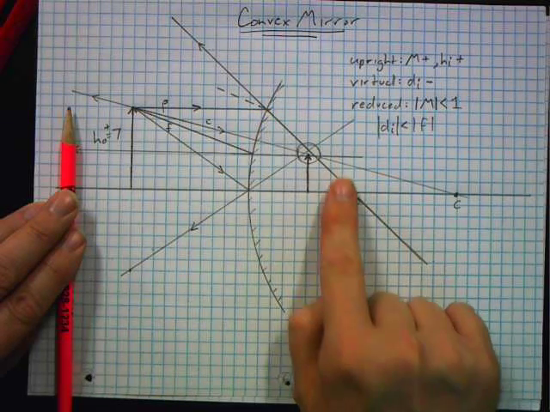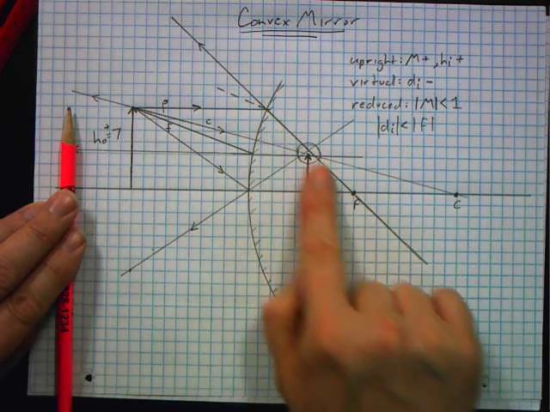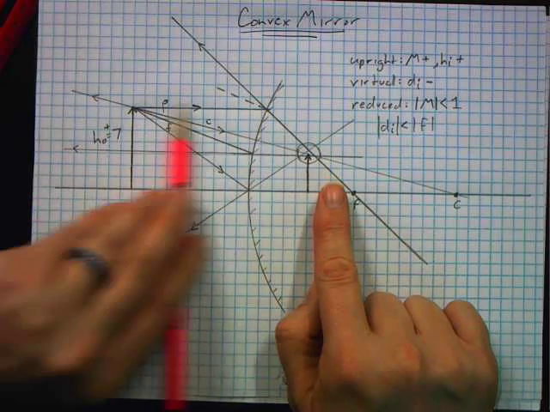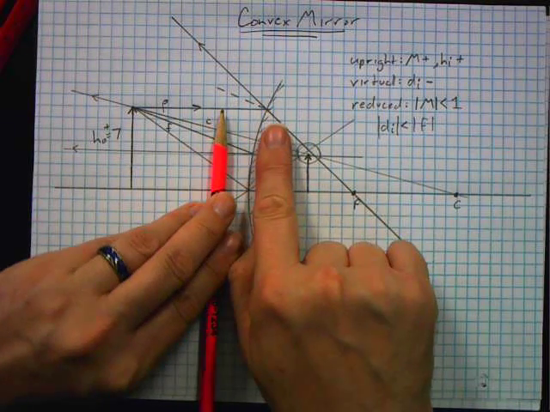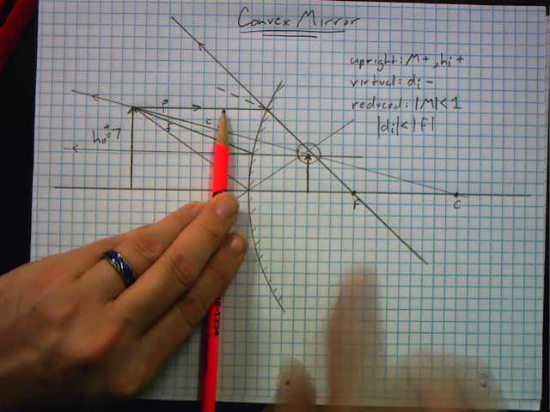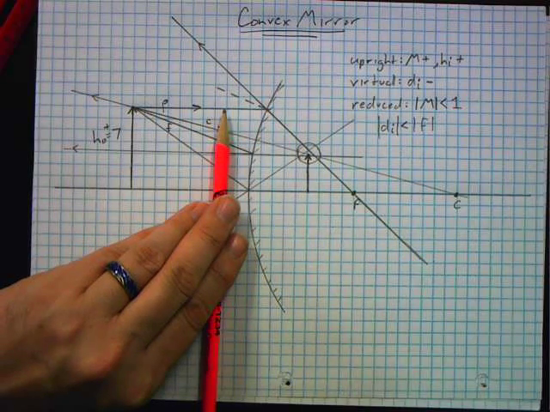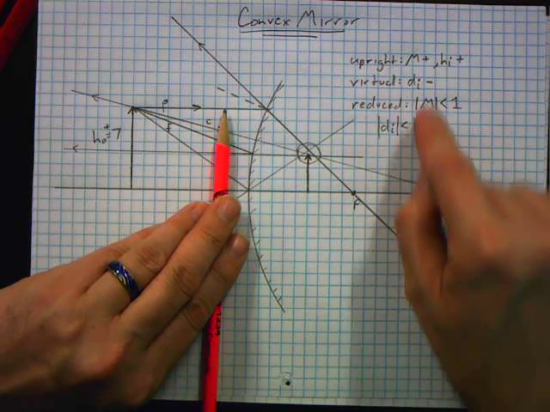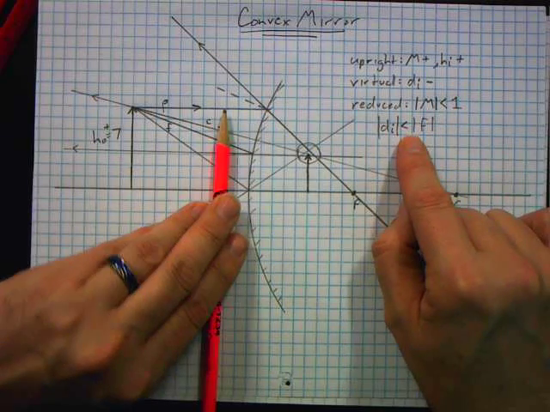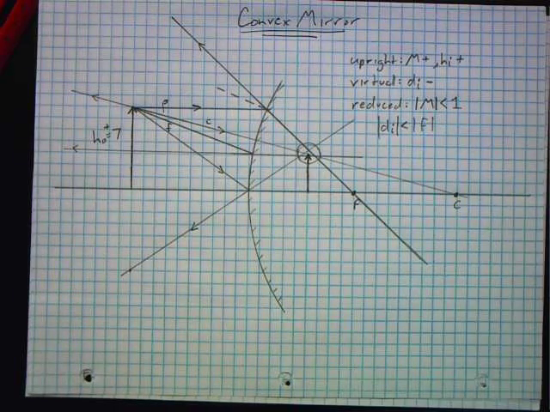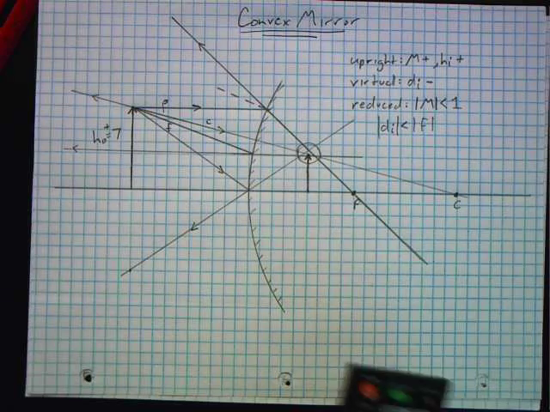Okay. If I'm farther away, I expect it to be closer to the focal point. If I'm closer, I expect it to be closer to the surface and larger. But no matter what I do, it is going to be smaller. It is going to be upright, virtual, it's going to be reduced, and it is going to be closer than the focal point. We'll be back with our calculations.